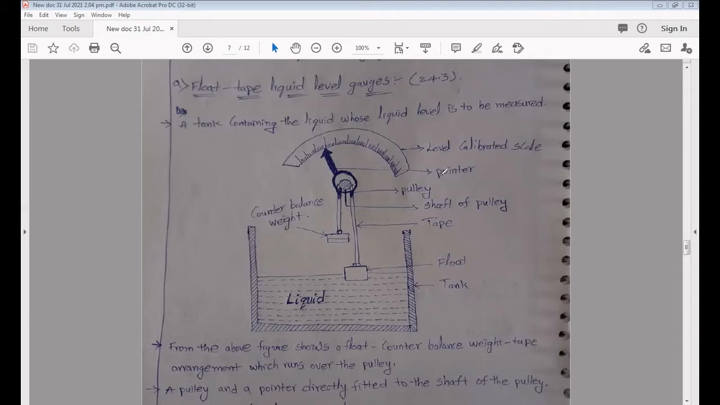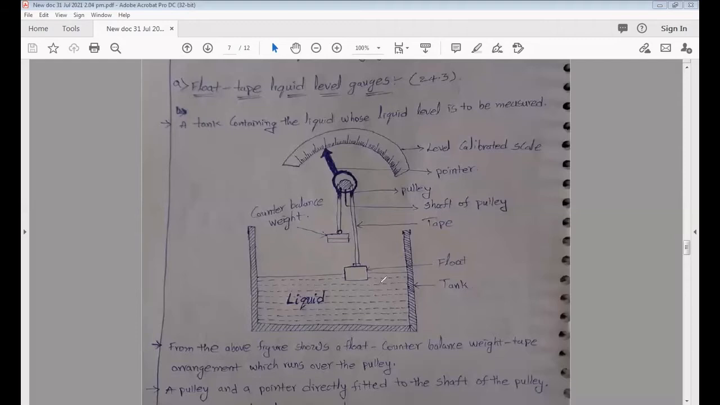I observed this when I went for paper evaluation. A few students draw only the diagram but do not mention the nameplates for that particular diagram. You should always remember this. Then we will go to the topic.